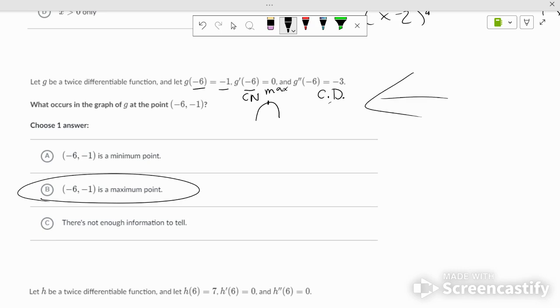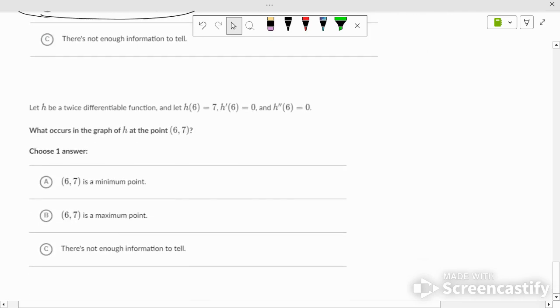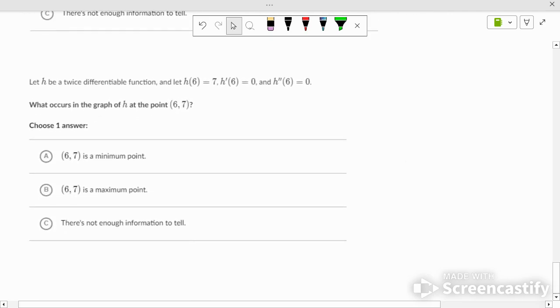This is a test question just about every time on the AP exam because they want you to think through this type of thing. Okay. What does that make this point? Okay. Let's go with another one there. At 6, this is a critical number. It is also a point of inflection. So a critical number where it changes.